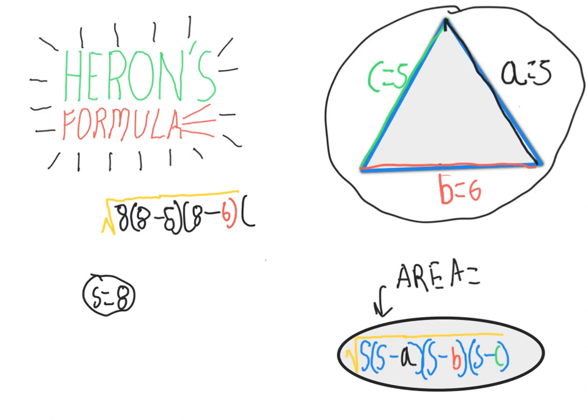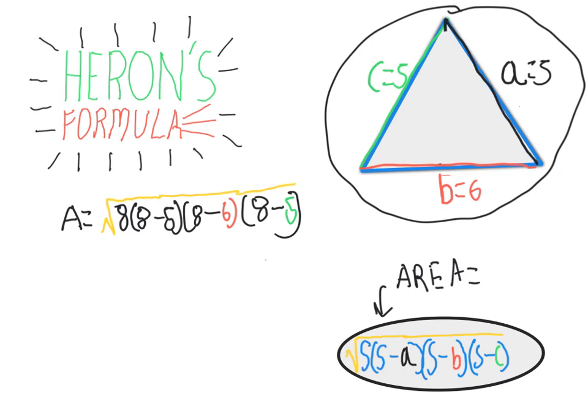Times 8 minus c, and we know c is 5, because looking back at our triangle, we see the last side length is just 5. So here we have our equation. If we can solve this, we will find the area of our triangle.